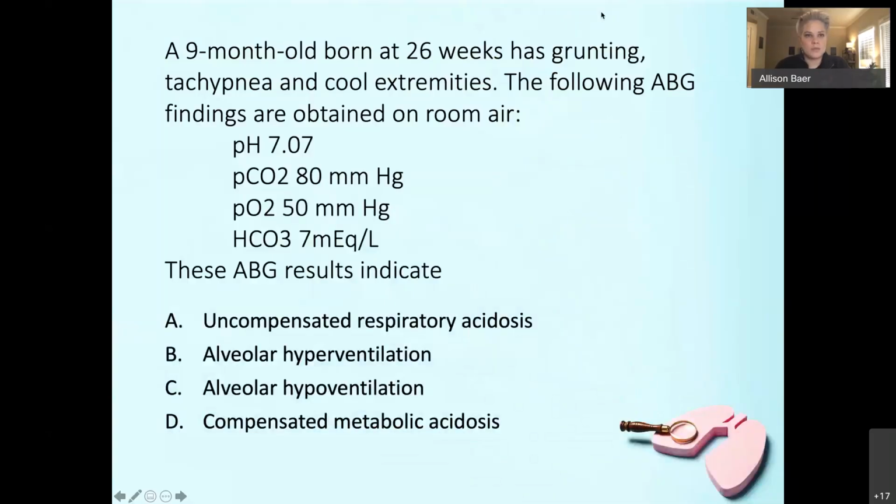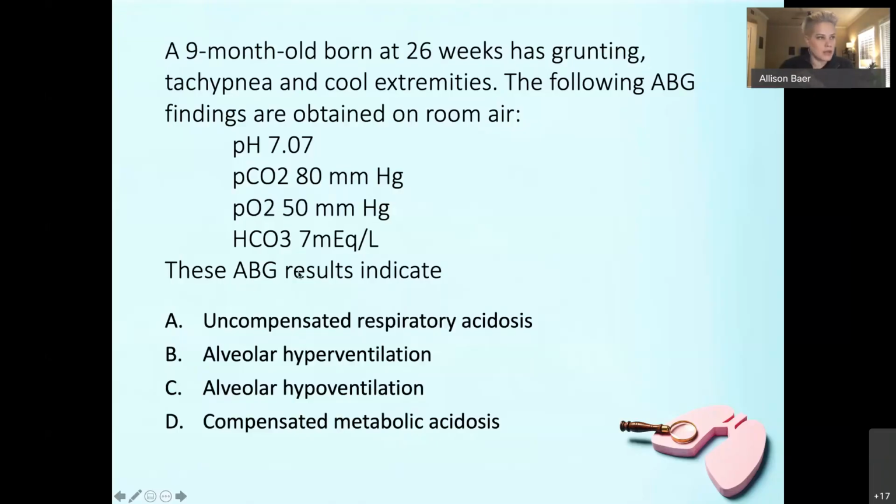Okay. A 9-month-old born at 26 weeks, so a preemie, has grunting, tachypnea, and cool extremities. The following ABG findings are obtained on room air: pH is 7.07, PCO2 is 80, PO2 is 50, and bicarb is 7. These results indicate... So my initial reaction, just talking through it: obviously your pH of 7.07 is acidotic. Your CO2 of 80 is high, so that's respiratory acidosis. But they are trying to compensate with the bicarb. But the other big picture is your PO2. It's only 50.